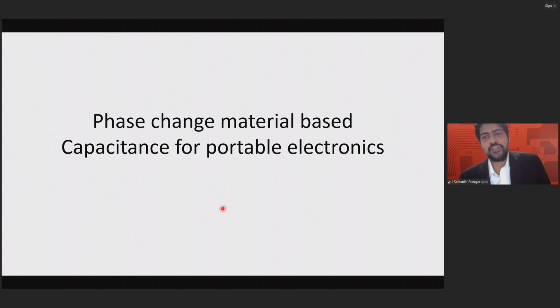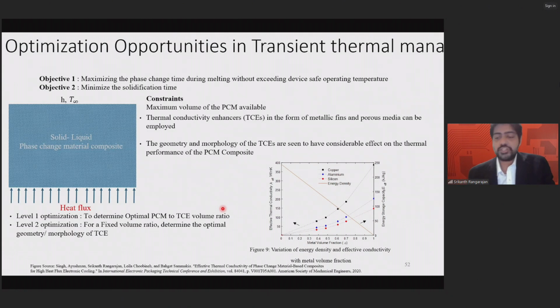We are also looking into phase change material-based capacitance for portable electronics. The real challenge with the phase change material is that we should be able to absorb a lot of the heat flux that comes in as an impulse, and we have to absorb the peak load without increasing the temperature much. Today there is a lot of literature talking about the multi-objective optimization of phase change materials, where they are trying to simultaneously optimize the melting cycle as well as the cooling cycle.